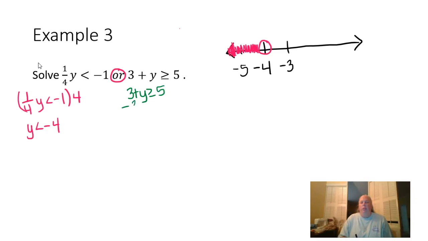We'll subtract the 3 to the other side. These are going to cancel. This leaves me with y is greater than or equal to +2. All right. So now we're going to graph this. I'm going to put it on the same number line.